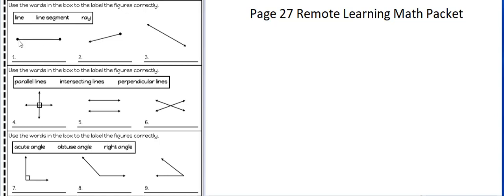So here we have this figure. It has an endpoint there and an endpoint there. So it doesn't go on in either direction forever. So it has a clear beginning, a clear end. So that would be a line segment.